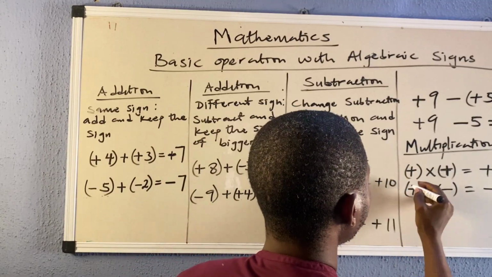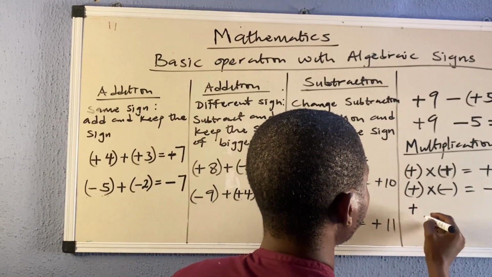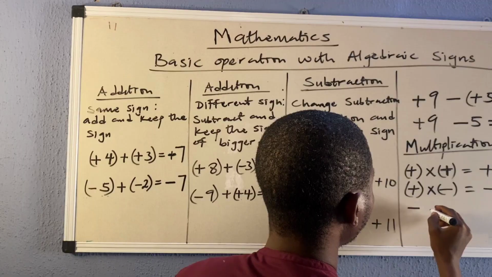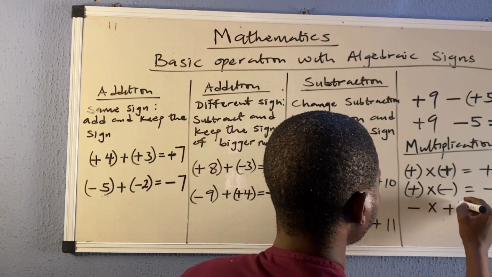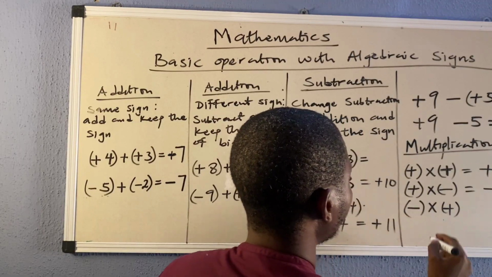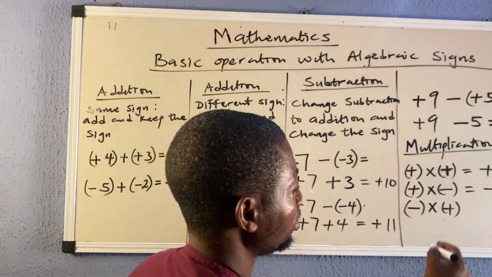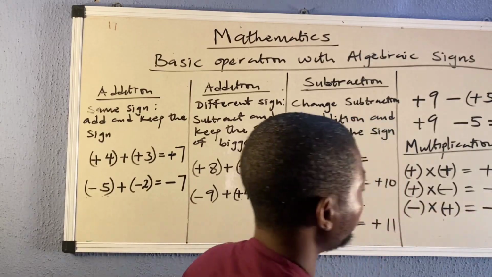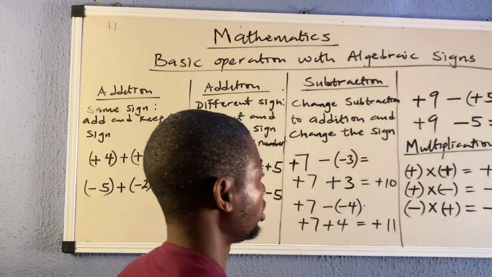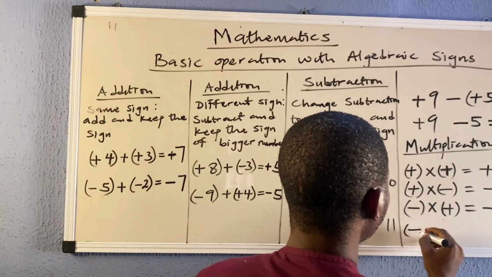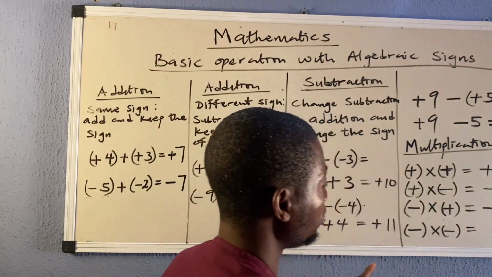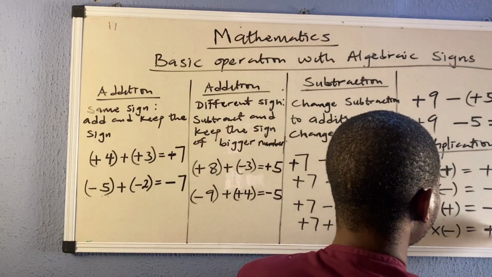Then plus, minus times minus now. Minus times plus. Negative times positive will give us a negative number. While the last one is negative times negative will give us positive.